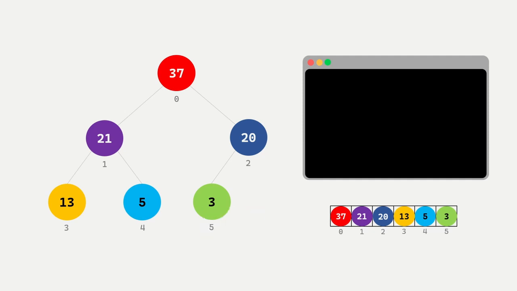As you can see here, we have a max heap that adheres to the max heap property. Using this max heap, we will use the heap sort algorithm to sort the nodes in descending order. If we want ascending order, we would use a min heap instead.